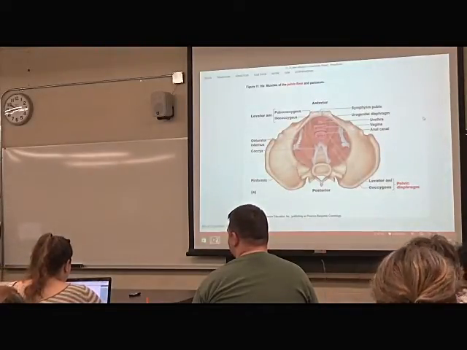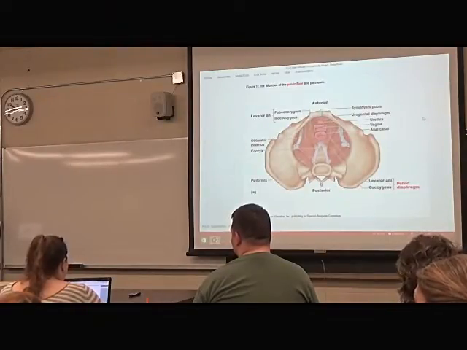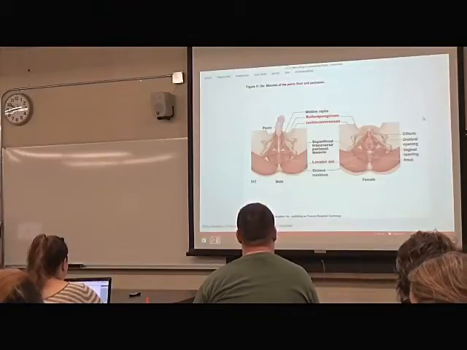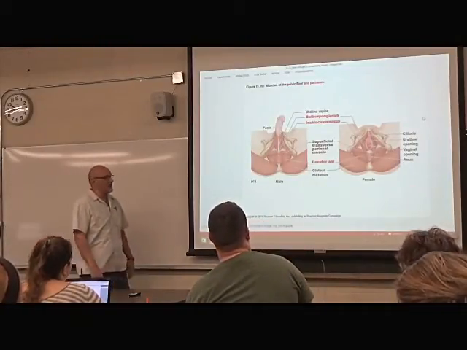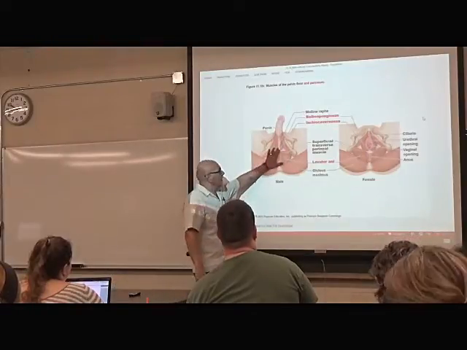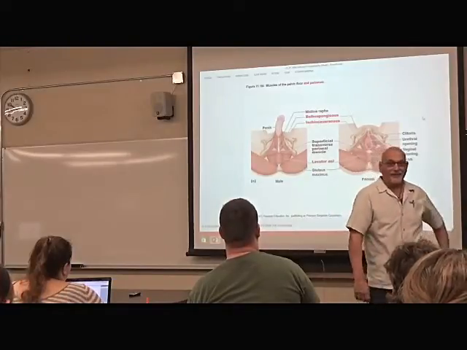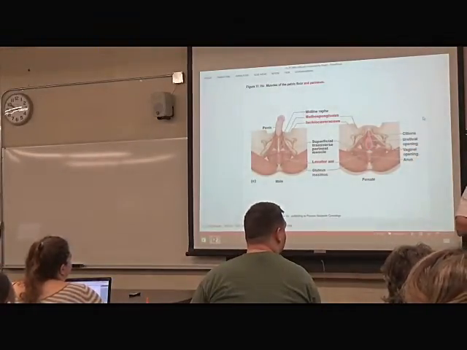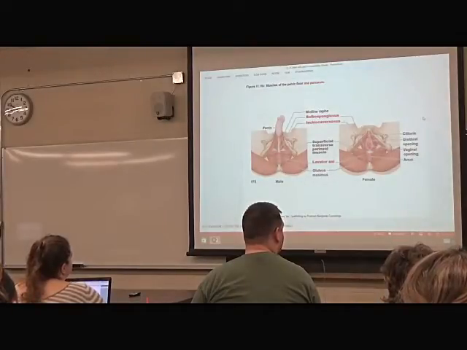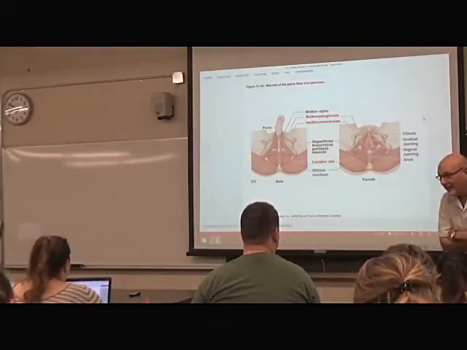Now, to see this, we did a transverse cut and we look down in here. To see this view of you, we put you upside down and we skin you. We're seeing the perineal area, known as the perineum, which means around the anus. It's not the taint area.